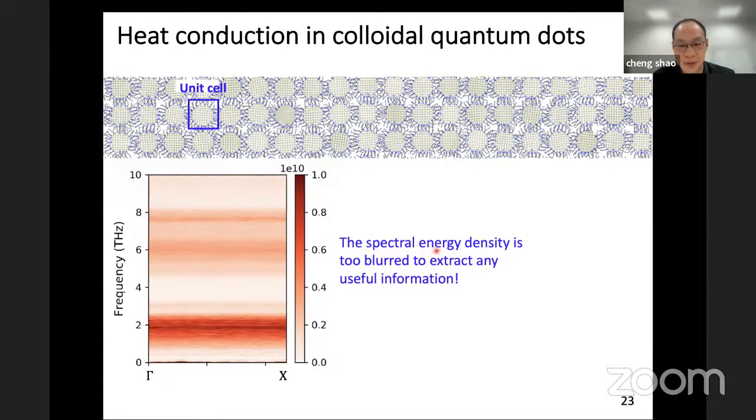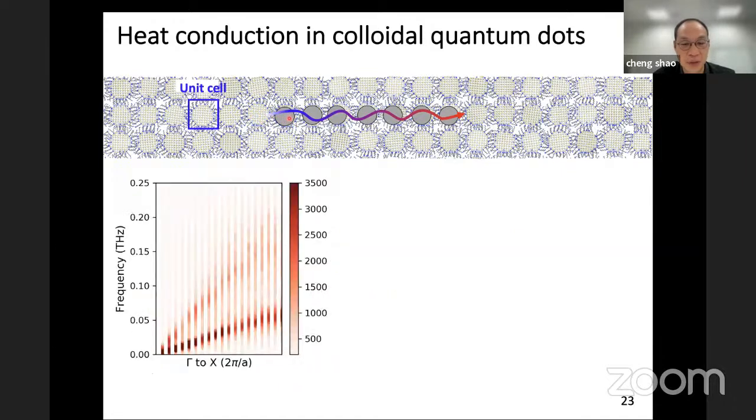Actually, the spectral energy density is too blurred to extract any useful information. So after that, instead of tracking the velocity of each atom, we track the velocity of each quantum dot. And using the velocity of the quantum dots, we can also project onto some coherent modes. And this is the spectral energy density we obtain after using the velocity of the quantum dots.